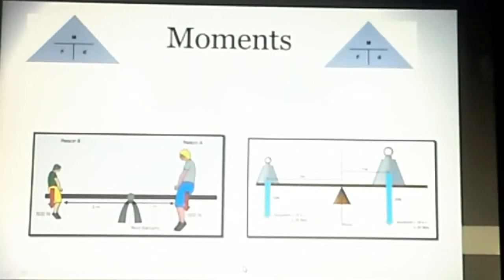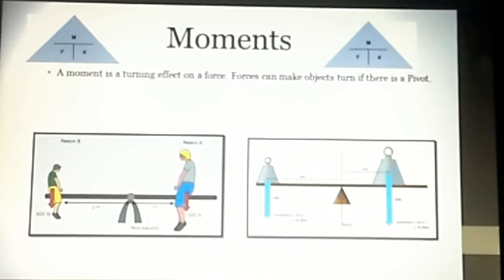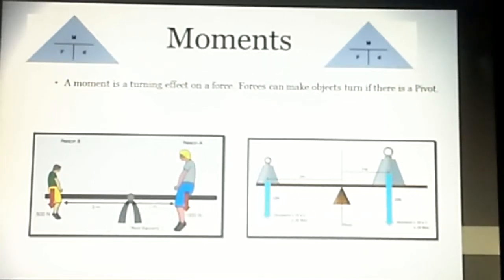Moments. The things you need to know for moments is that a moment is a turning effect of a force. Forces can make objects turn if there's a pivot. The formula for moments is: moment is equal to force times distance. For the moments to be balanced, this formula has to be used: force 1 times distance 1 has to be equal to force 2 times distance 2.